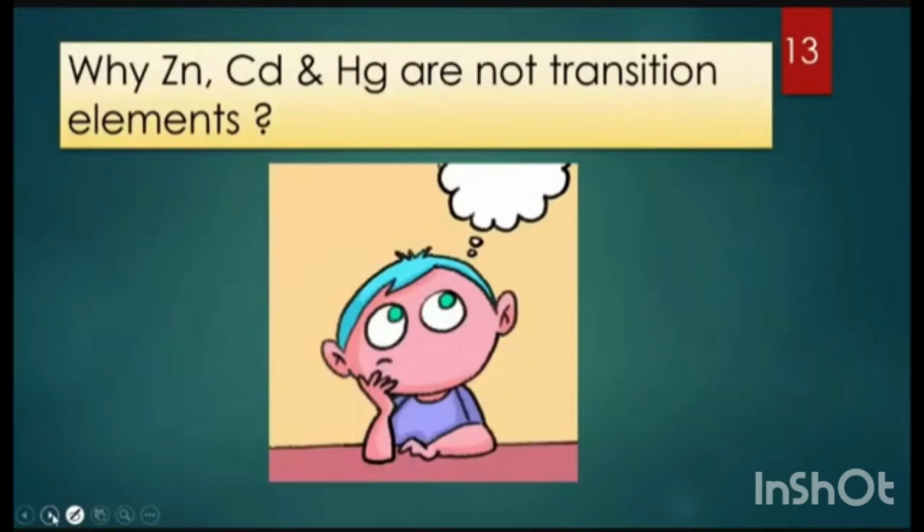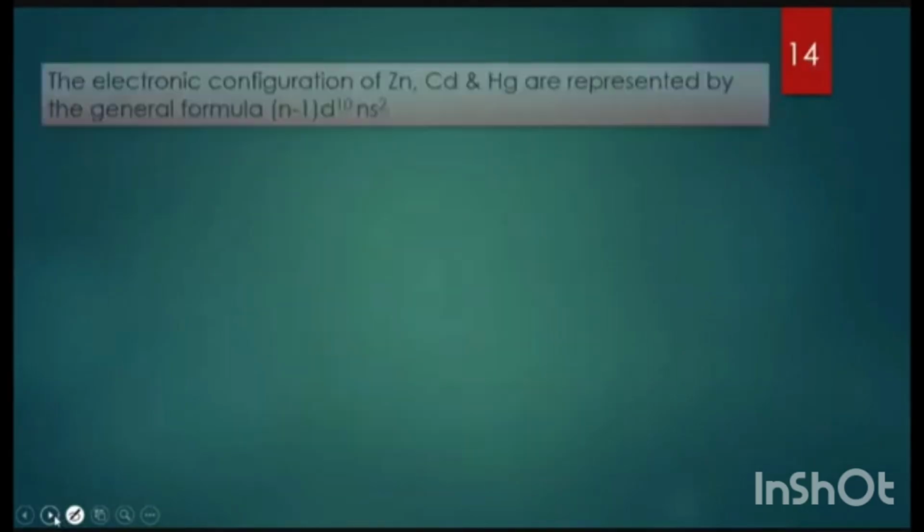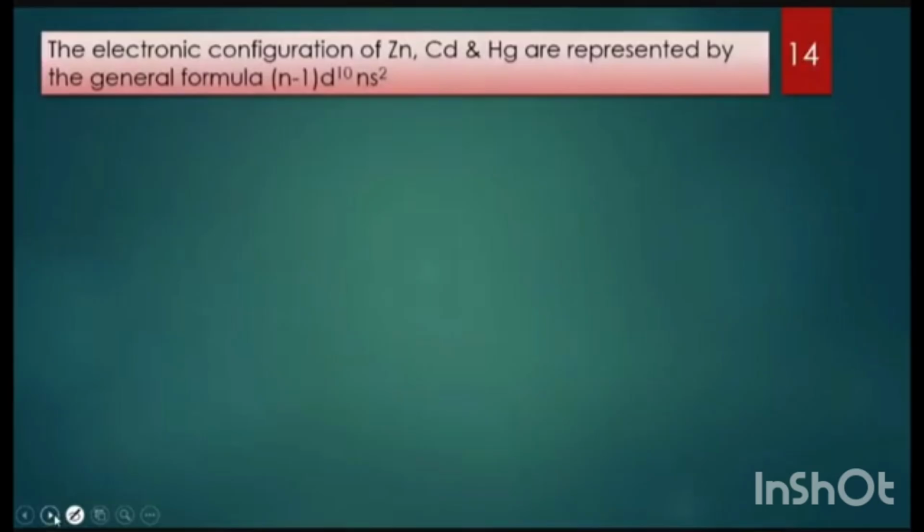Now the question is, can we call all the elements present in the D block as transition elements? The answer is no, because here we have an exception. Zinc, cadmium and mercury are not at all regarded as transition elements, though they have been included in the D block. Now, let's see what is the possible reason for that.